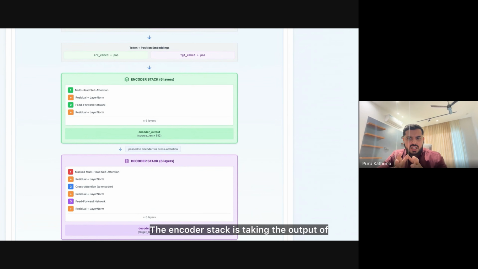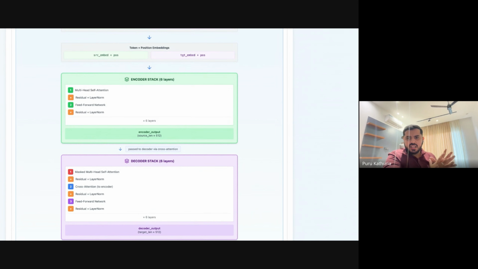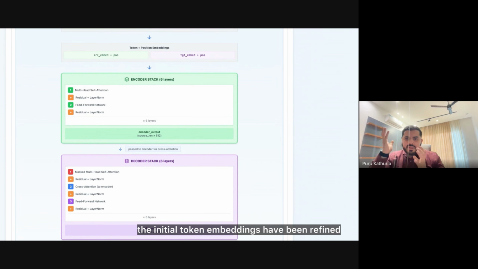The encoder stack is taking the output of the previous layer, right? Each particular layer is taking the output of the previous layer. By the time we reach the sixth layer, the initial token embeddings have been refined six times. So this is the idea of incorporating it in an increasing amount of encoder layers.